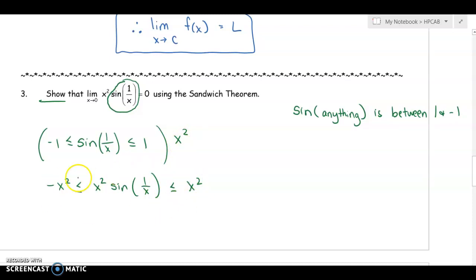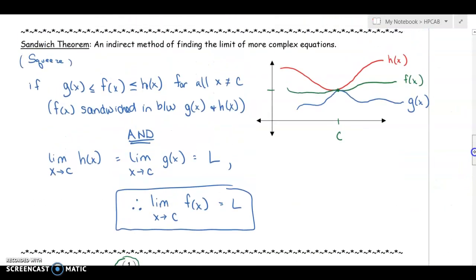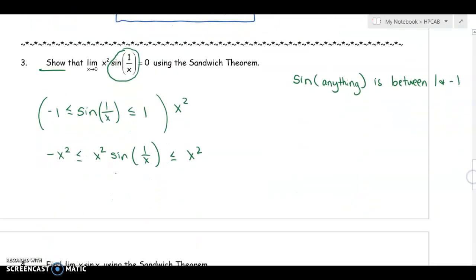All right, and so now we've created an inequality that follows our sandwich theorem. This middle function is sandwiched in between the -x squared and the x squared. What we're going to do is find the limit of each of the pieces on the outside, and as long as those limits are the same, then we know that this middle function's limit will also have the exact same value. So let's look at this.